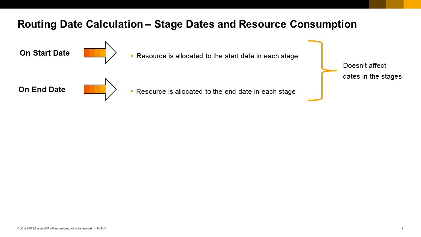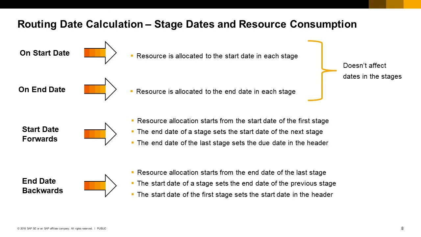With the on start date method, resources are allocated to the stage start date, and with the on end date method, resources are allocated to the end date of the stage. The other 2 methods are more sophisticated.